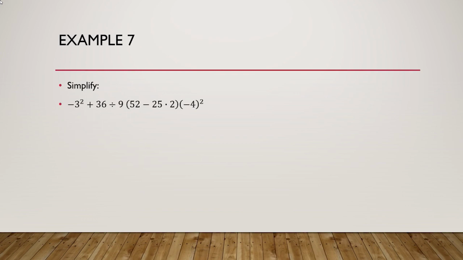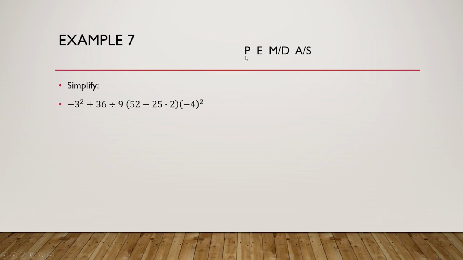So you're told to simplify this. You have negative 3 squared plus 36 divided by 9, parentheses, 52 minus 25 times 2, close parentheses, open parentheses, negative 4, close parentheses, raised to the second power. If you're kind of rusty on order of operations, what I would suggest is to write it down when you're working out these problems, to remind yourself of the order.